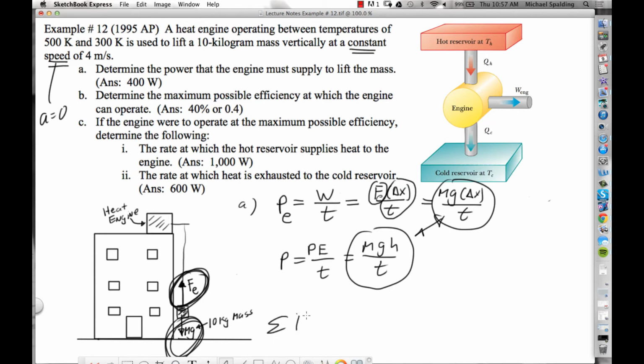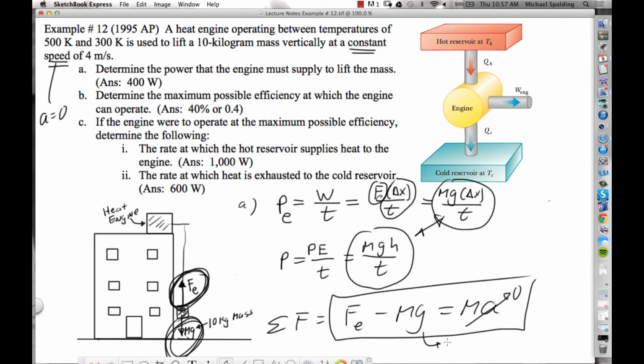You sum the forces. Oh, okay. Sum the forces, you go force of engine minus mg. Sum of the forces equals ma, but the a is 0 because it's not accelerating. So force of the engine equals mg. Okay? All right, that's the hardest part of the problem. Any questions on that?